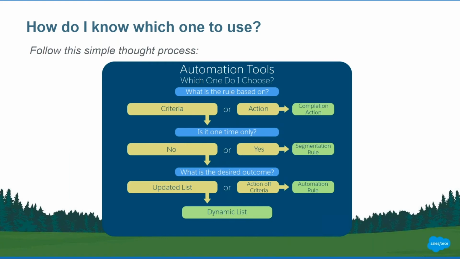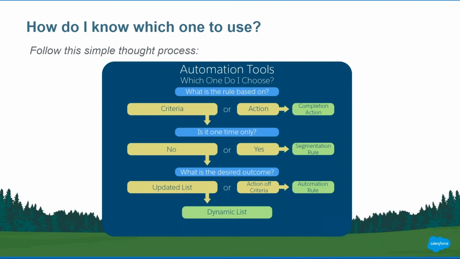And the thought process for knowing which one to use is kind of like this. When you want to use an automation tool, the first thing to consider is what the rule is based on, or what you are actually looking at. If you're specifically looking for actions only, or a specific prospect action only, then you can immediately go to the completion action. A completion action just listens for any prospect action and triggers a set of actions based on that.